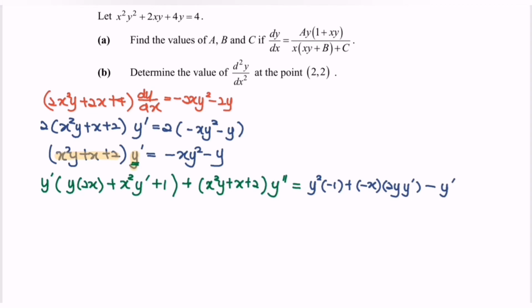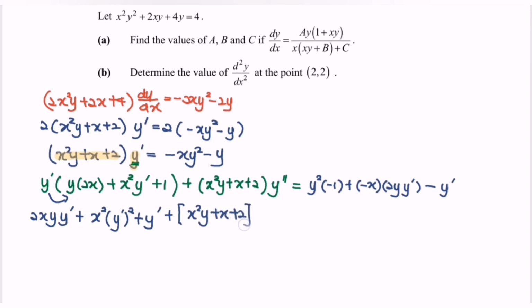Next, I'm going to expand the situation. So we will have 2xy y prime plus x squared bracket y prime squared plus y prime plus bracket x squared y plus x plus 2 y double prime, which is the second derivative, meaning that this is our target, equals negative y squared minus 2xy y prime minus y prime.